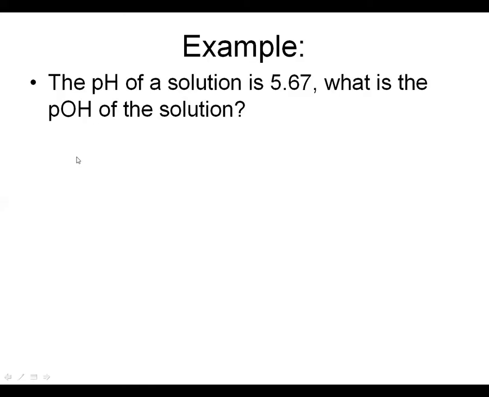All right. So here, the pH of the solution is 5.67. What is the pOH? To calculate this, we can use that relationship that we saw. You don't have much of a calculation here. The pH plus the pOH is going to be 14, which means in this case the pOH would be 14 minus the pH that was given to us. And that would get us 8.33 as our pOH.